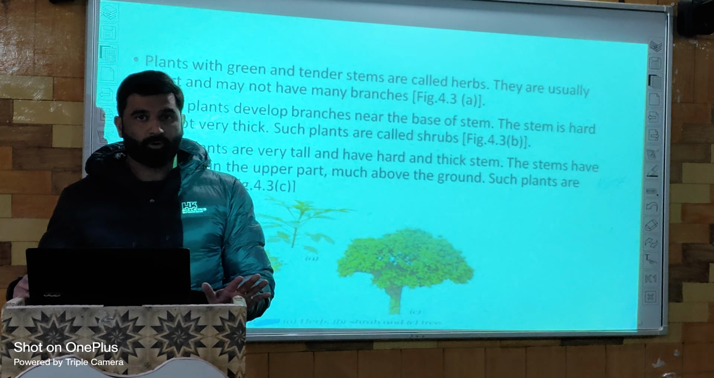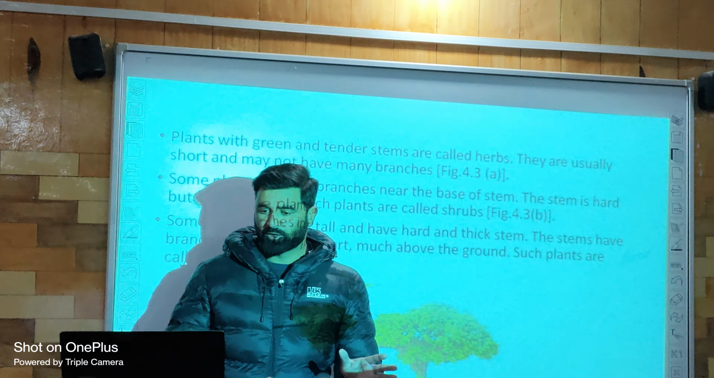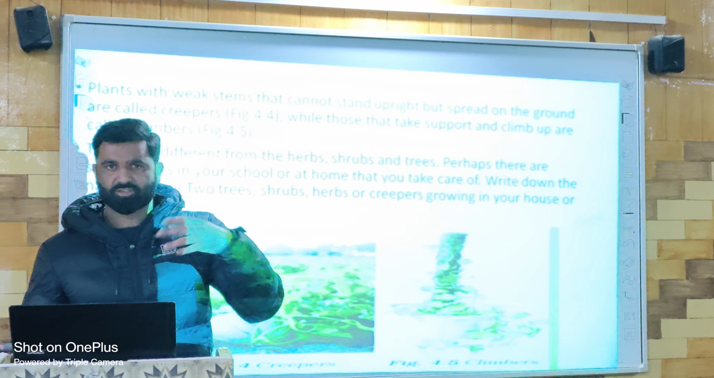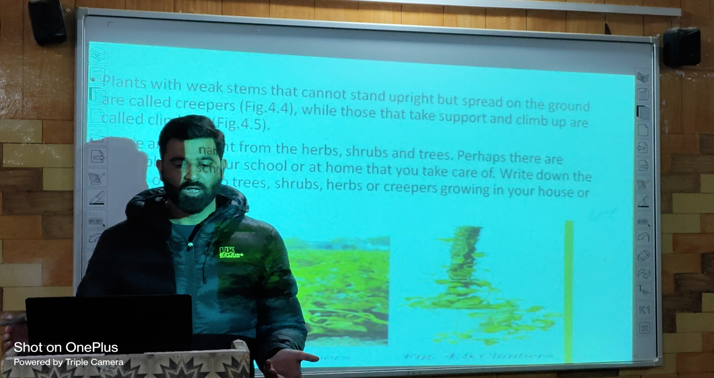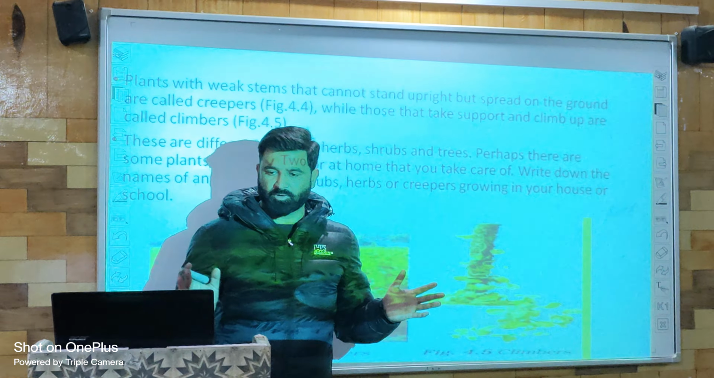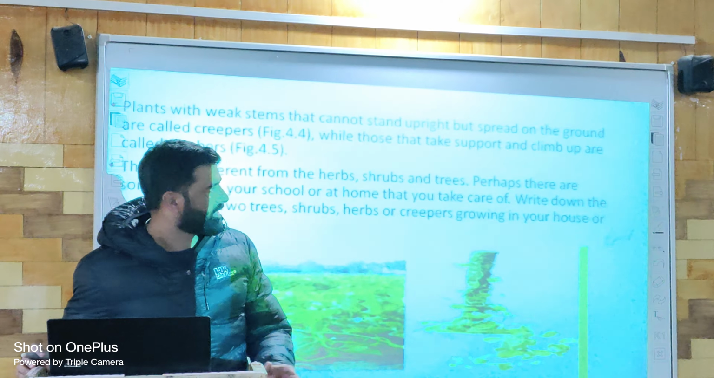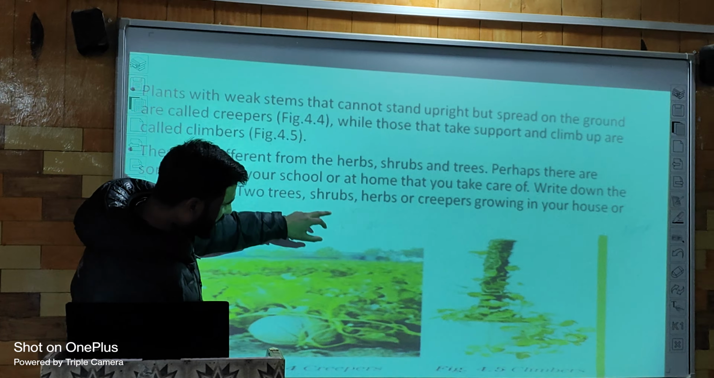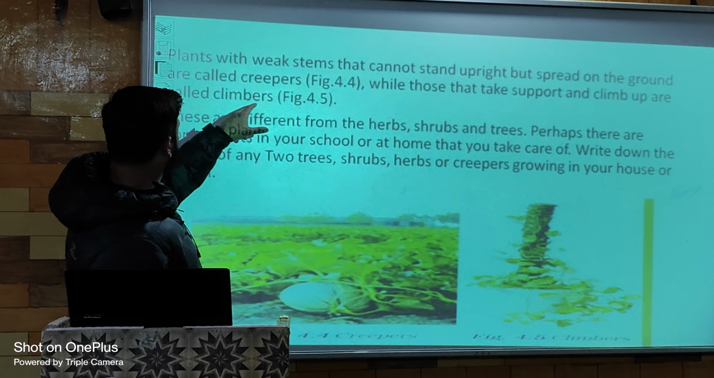And apart from these, there are other types of plants with green and tender stems. Their stems are very weak. They cannot stand upright, but spread on the ground. They are called the creepers. Here is a creeper. They cannot stand upright. Those that take support and climb up are called the climbers.